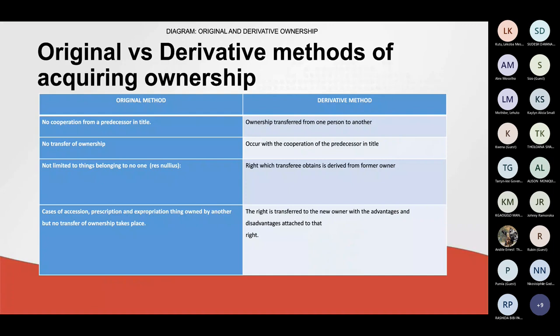Okay, thank you, Professor and Mr. Kutu. So it's important to distinguish between original acquisition and derivative methods of acquiring ownership. In this unit, we will be focusing specifically on original acquisition of ownership. In the case of original acquisition, when someone obtains ownership, it is without the cooperation from a predecessor in title, whereas in the case of a derivative method, ownership is transferred from one person to another. So remember, in the case of an original method, there is no cooperation from a predecessor in title.